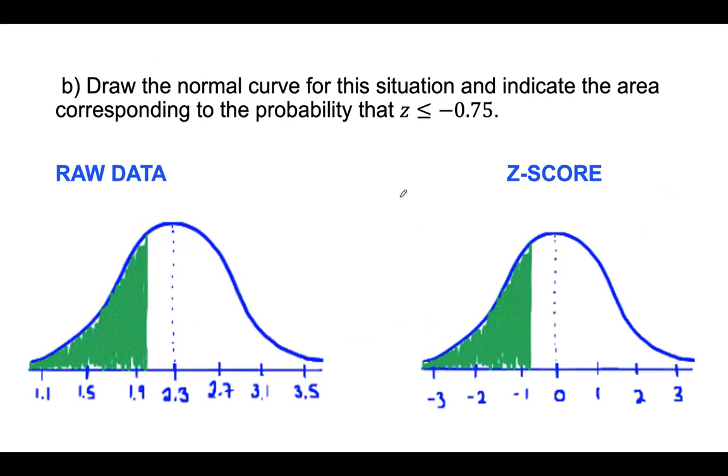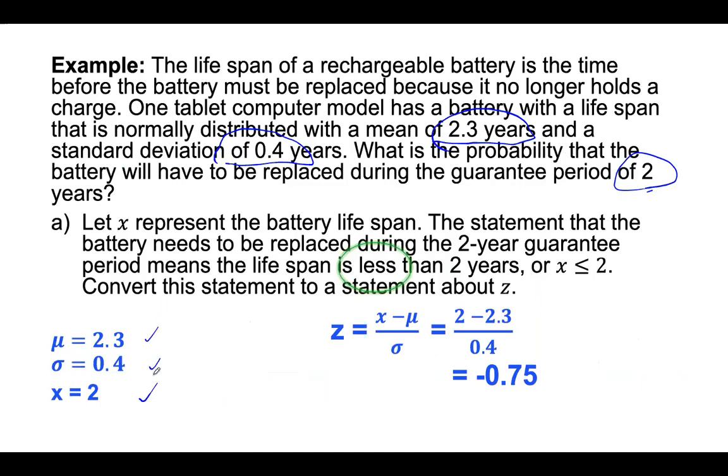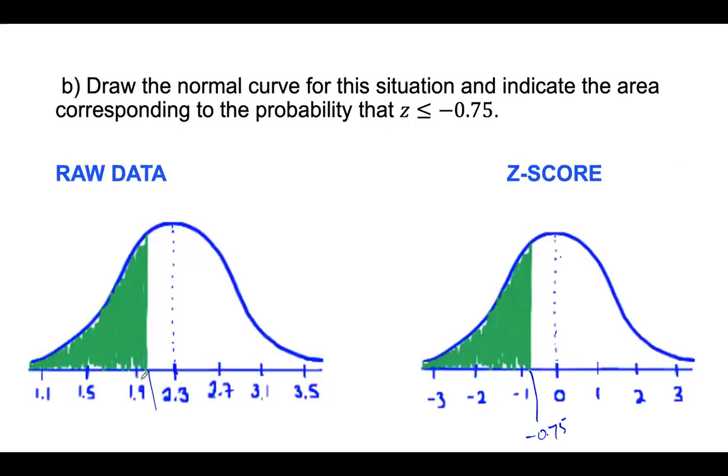Draw the normal curve for the situation and indicate the area corresponding to the probability that Z is less than negative 0.75. So again, this is our mean. We draw our standard deviations. And we can draw this. Our Z-score, again, this is 0, 1, -1, -2, -3. This corresponds to our negative 0.75. So they correspond, and you can draw that situation.